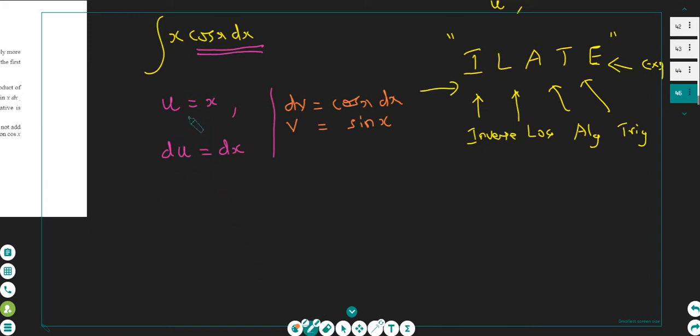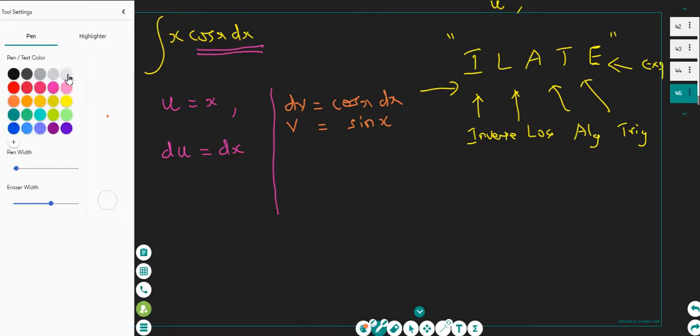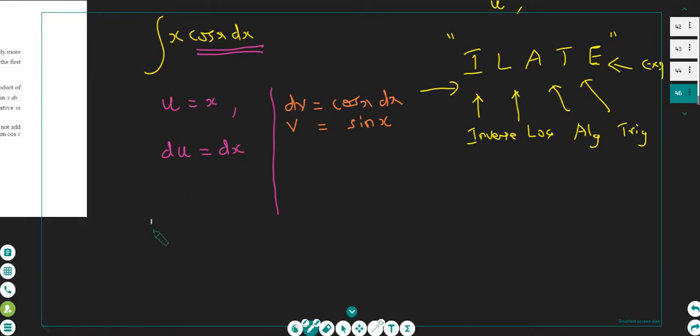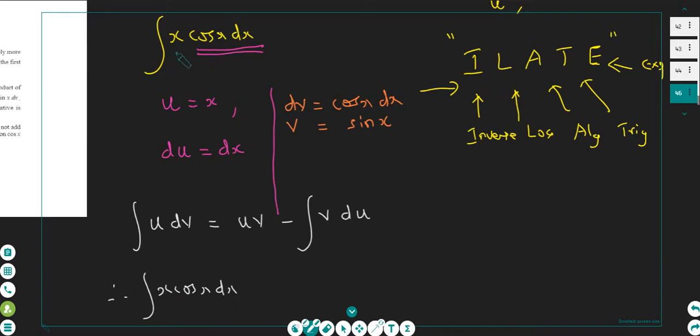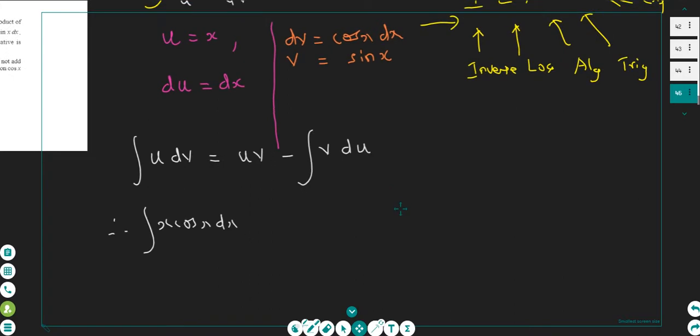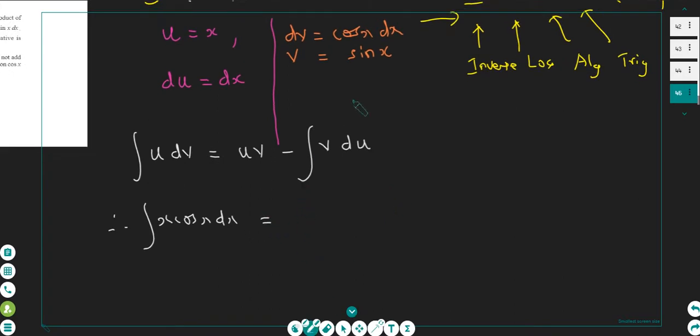Now we found the values of u and v. According to the formula, integral of u dv is equal to uv minus integral v du. The given question is x cos x dx, where x we said is u, and cos x dx we assumed as dv. So we can use the formula and substitute the values of u and v.